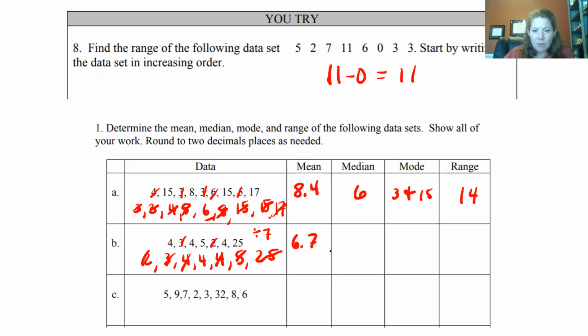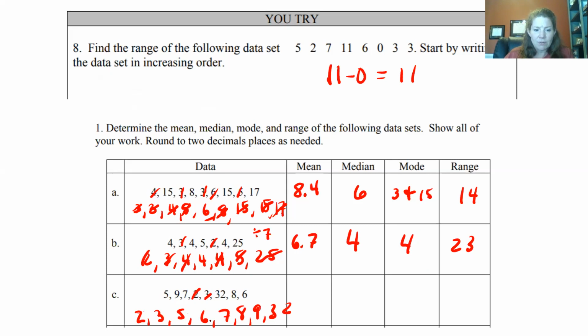So we have a 4, and then the mode is also 4. And then the range is 25 minus 2, which is 23. So that's a big range, isn't it? And then finally, letter C, our smallest number looks like a 2, and then we have a 3, and then we have a 5, 6, 7, 8, 9, and 32.